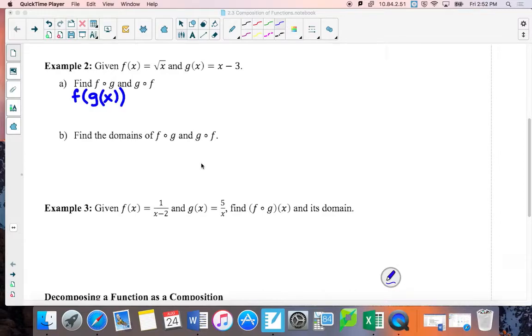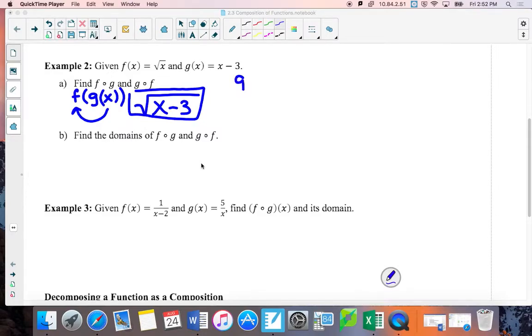What this is saying is to take the g function, you're going to start on the inside and put it into whatever's on the outside. So we're going to put the g function into the f function. The f function is this square root, and I'm going to put g in for x. That can't be simplified anymore, so that is f of g of x.